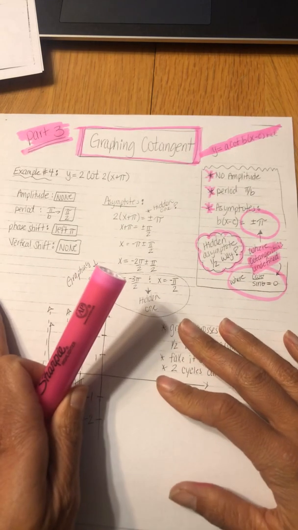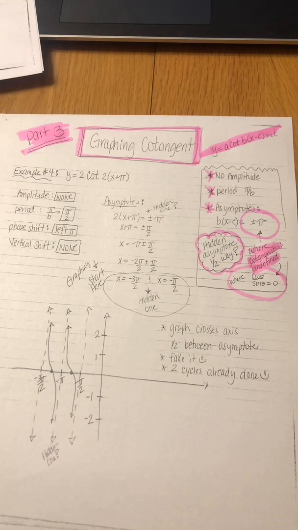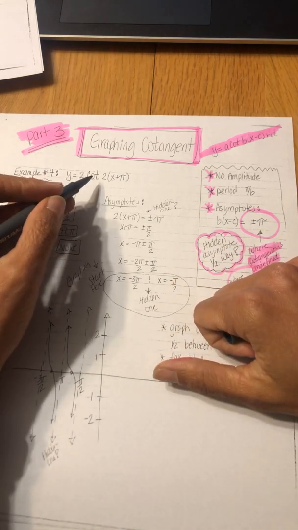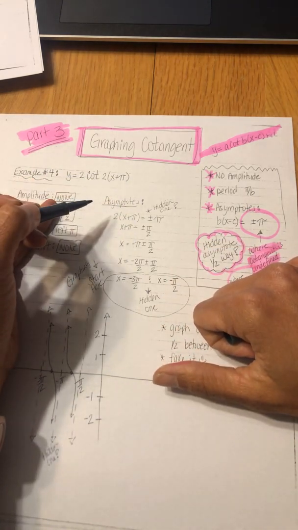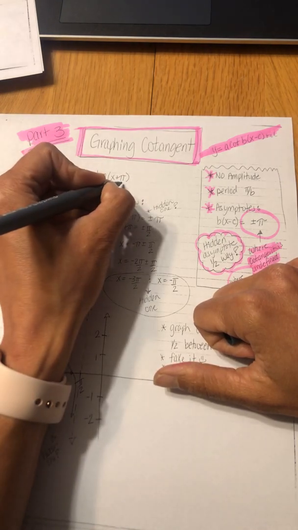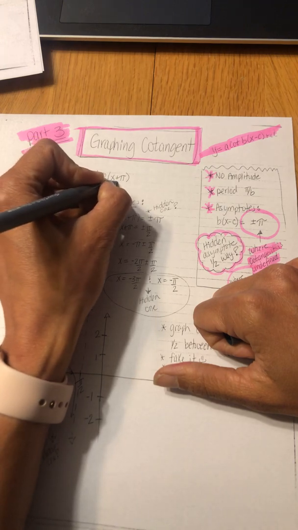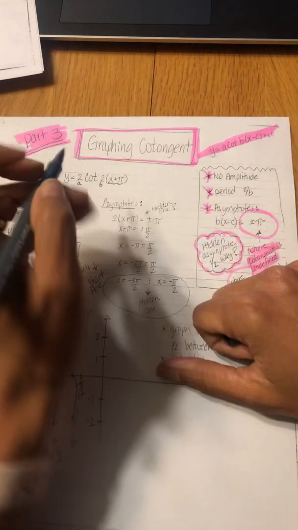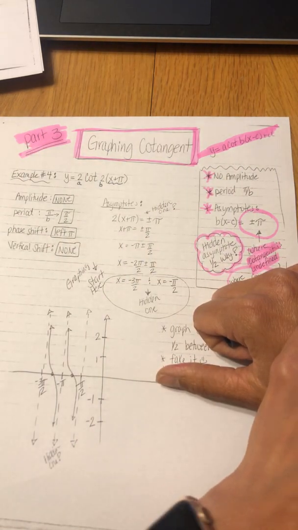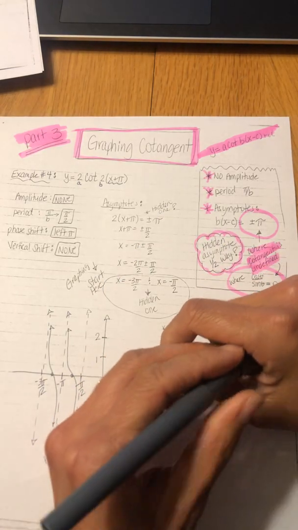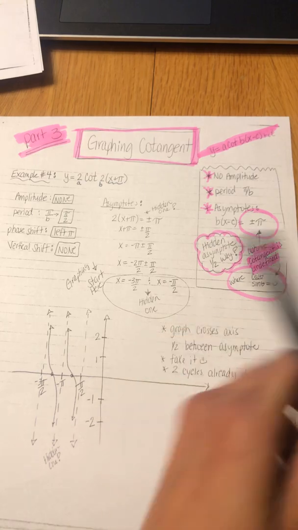All right, so let's take a look at this example. This is example 4. We have y equals 2 cotangent 2 of x plus pi. This is our A value, this is our B value, this is our C value, but I'm just going to say this is also our phase shift. We know it's going to the left because it's plus, left pi. And there's obviously no D value, we're not going up or down. So that means the midline did not move. It is going to stay the x-axis.